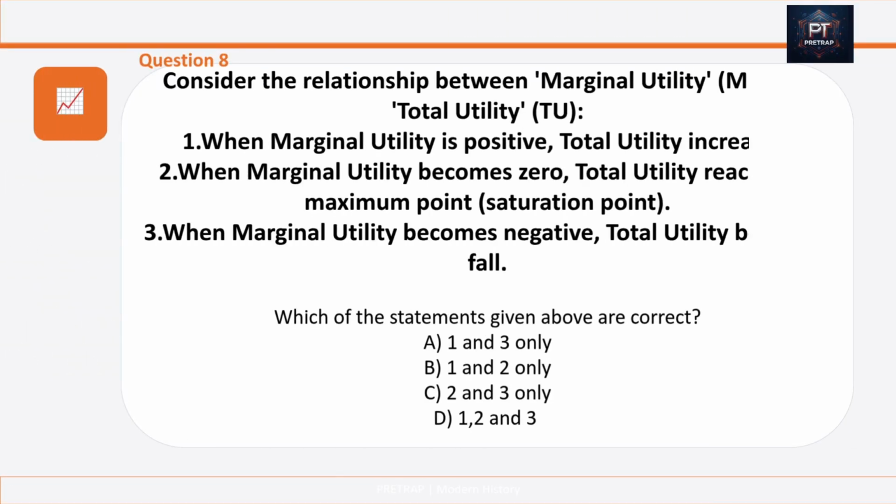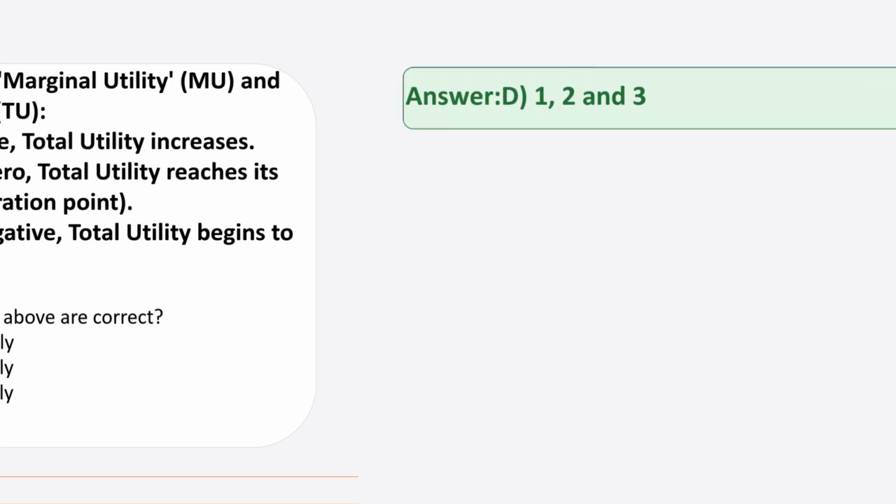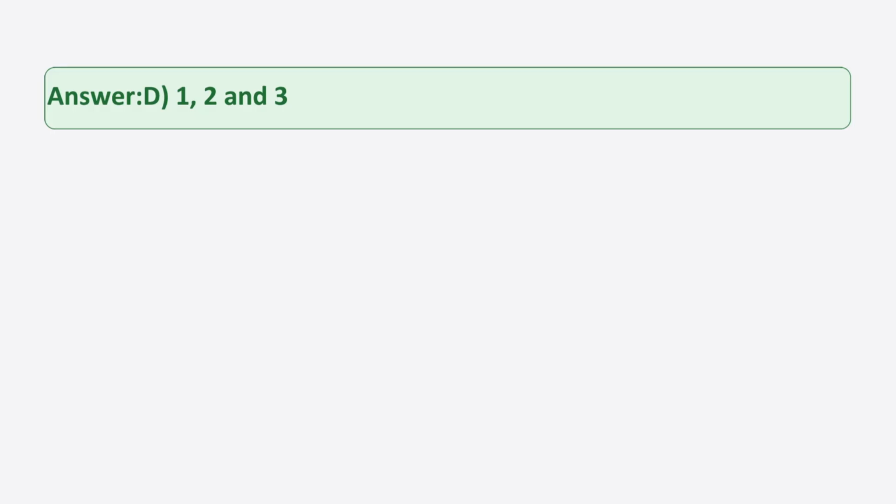Question number 8 is, consider the relationship between marginal utility and total utility. Number 1, when marginal utility is positive, total utility increases. Number 2, when marginal utility becomes zero, total utility reaches its maximum point. Number 3, when marginal utility becomes negative, total utility begins to fall. Which of the statements given above are correct? And the answer is option D, all are correct.